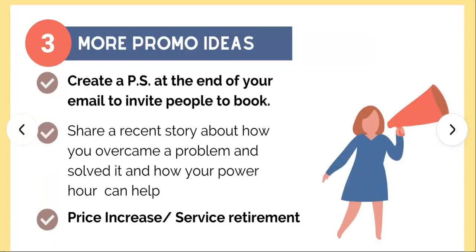Here's some other ideas. If you're looking for promo ideas, you can send an email to your email list about your new service, but add it at the end with a PS. You can also share a recent story about how you overcame a problem and solved it and how your Power Hour can help. Lastly, you can also share about a price increase or service retirement and share this as an alternative or the primary offer that you're going to promote to your list.